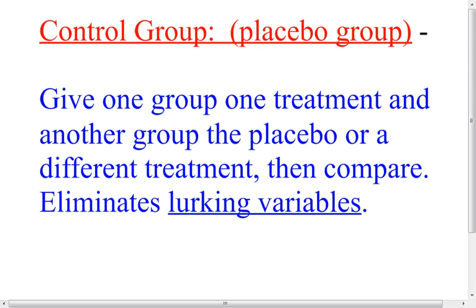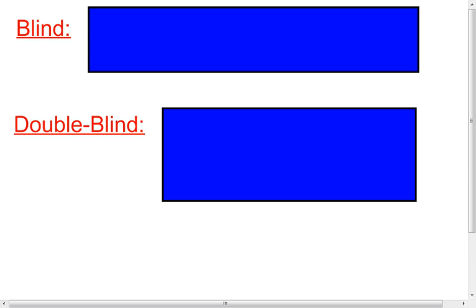So you always want to have a control group. Sometimes it's a placebo group. Sometimes it means one group gets the real thing and one group gets the fake thing. But a control group does not have to be given a placebo. A control group might just be given a different treatment. Like I might give one group vitamin C and look at their colds, and I might give another group some other herb, or a different kind of vitamin, and then look at their colds. So it doesn't have to be a placebo group per se, but it has to be a group that gets a different treatment. And this does help eliminate some lurking variables.